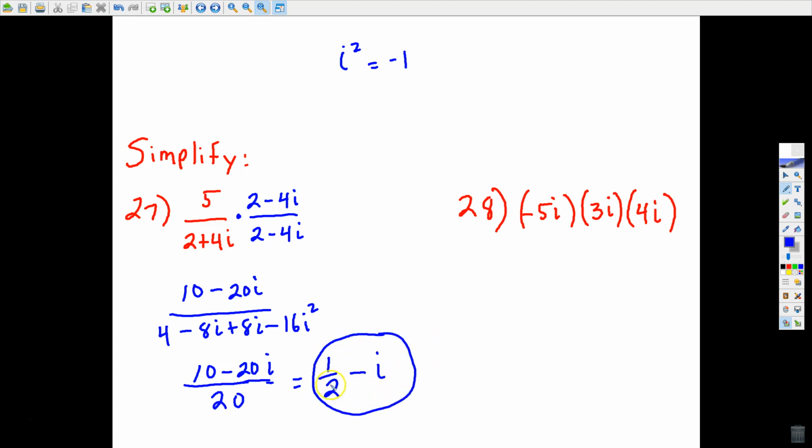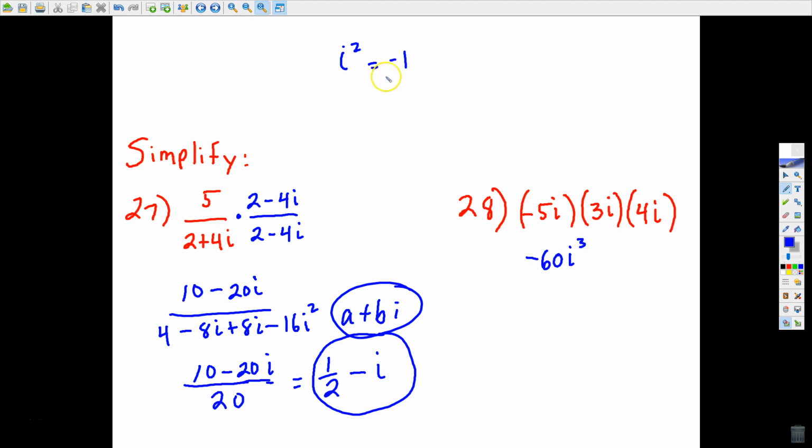The real number goes first. i always goes last in complex number form. It looks like this, a plus bi. All right, 28, we'll multiply the numbers, the real parts. Negative 5 times 3 times 4, that's negative 60. And then i times i times i is i to the third.